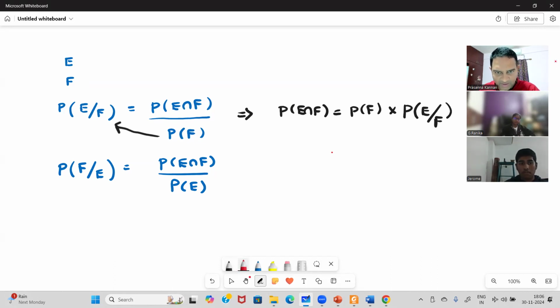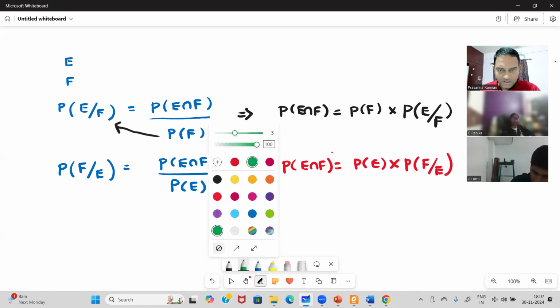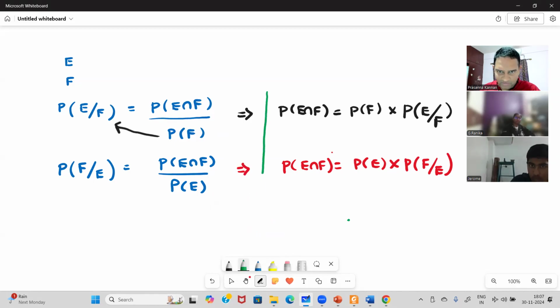Ranika, when I take this P of E that side, how can I write P of E intersection F? Sir, it is P of E into P of F by E. You don't say F by E, you'll say what? F given E. Yes, exactly. So this is called the multiplication theorem in probability. And make a note of this.